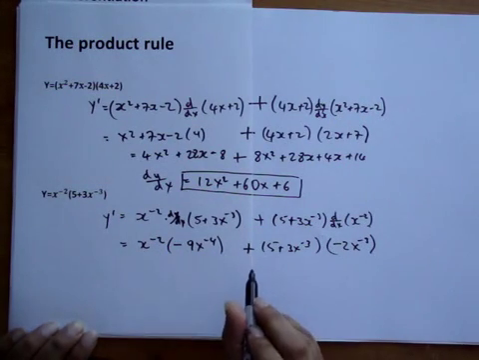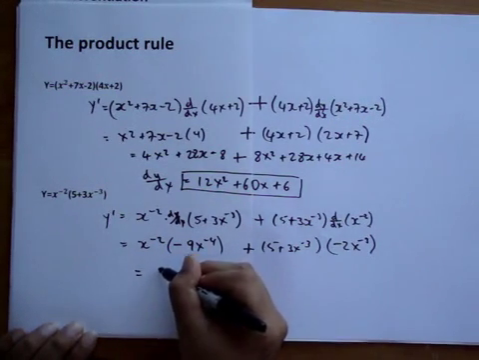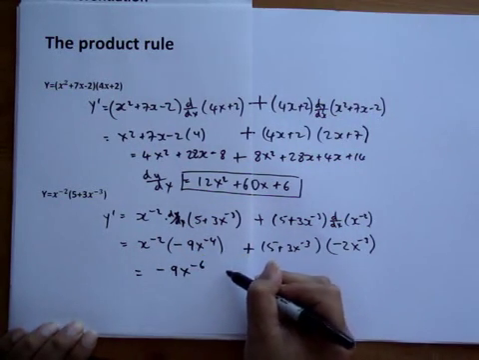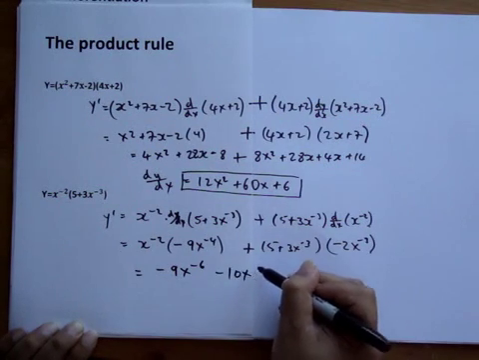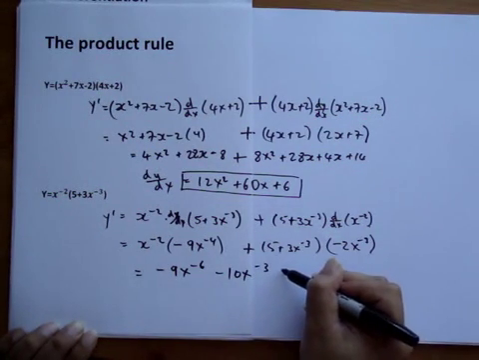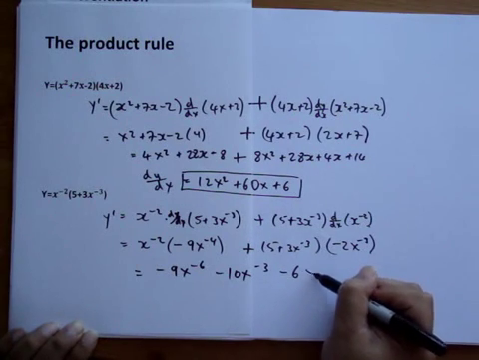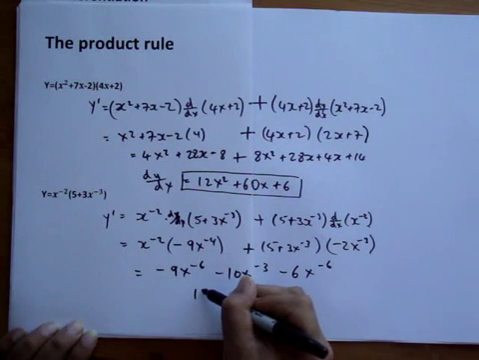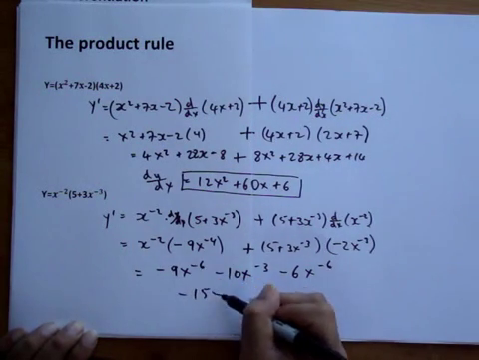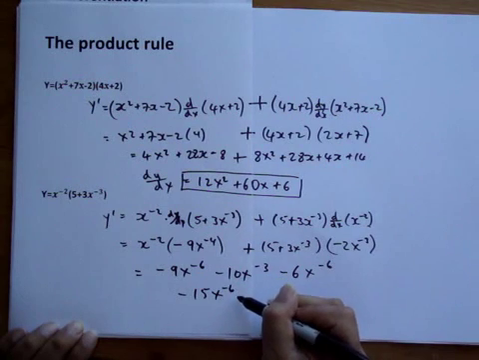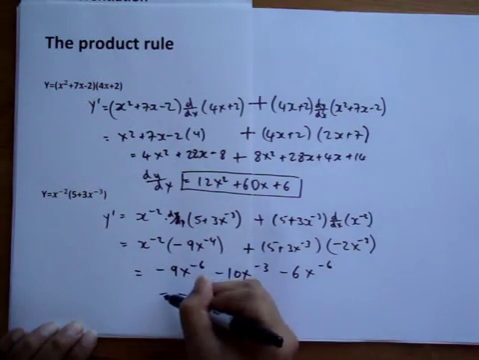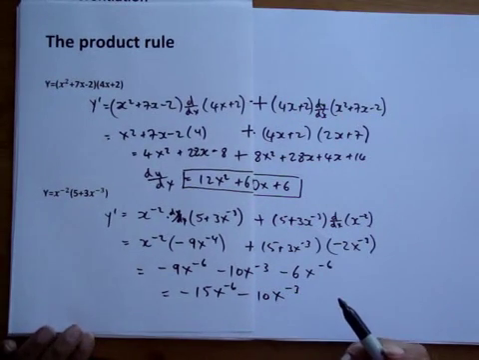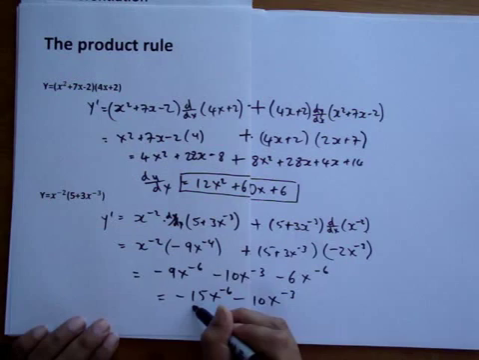This, then, when we multiply out the brackets, that becomes minus 9x to the minus 6, minus 10x to the minus 3, minus 6x to the minus 6, which is minus 15x to the minus 6, minus 10x to the minus 3. Right, that is the answer.